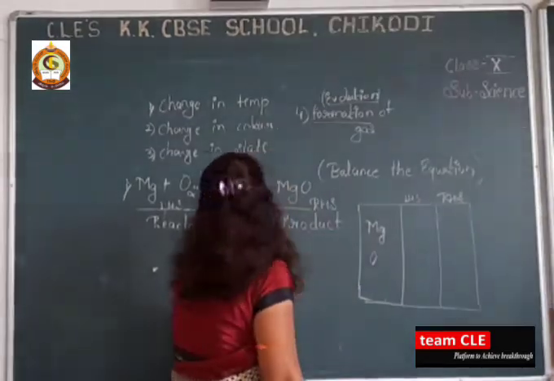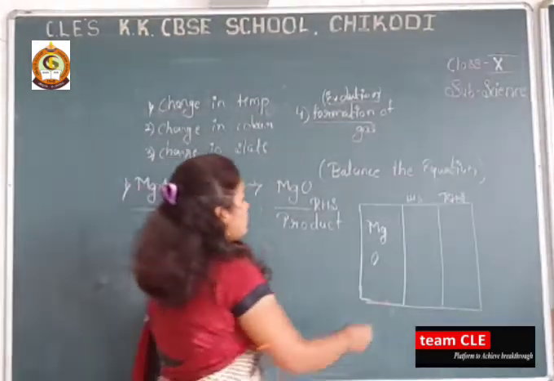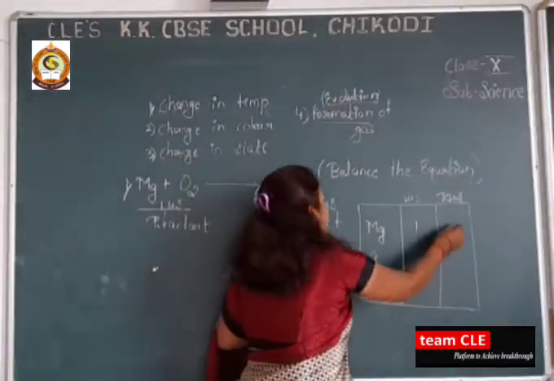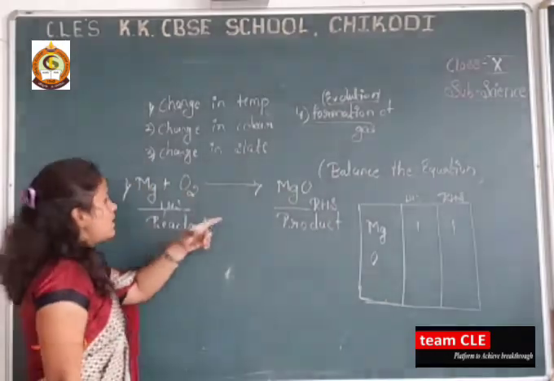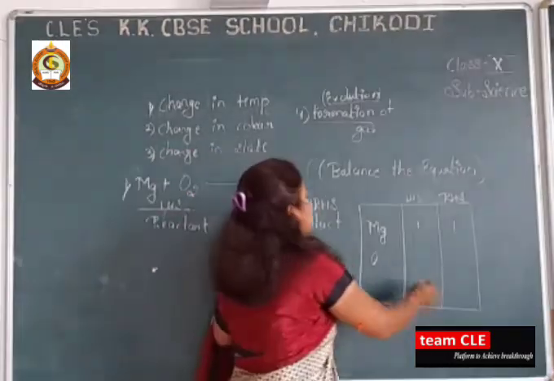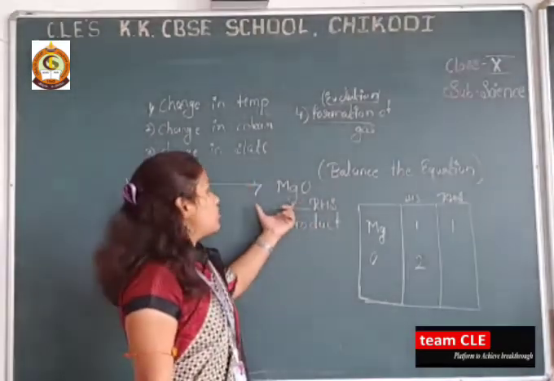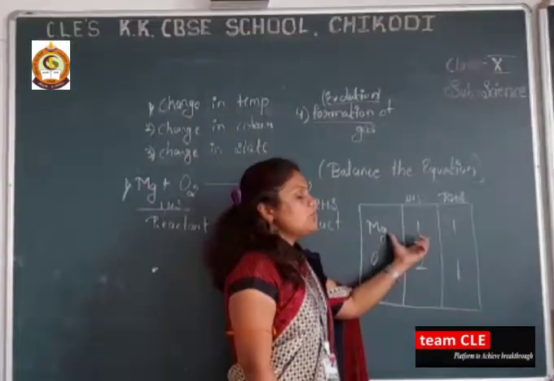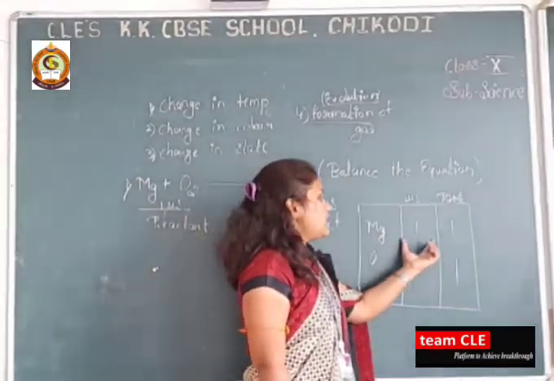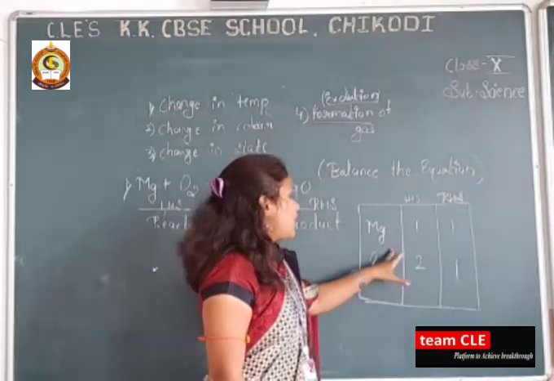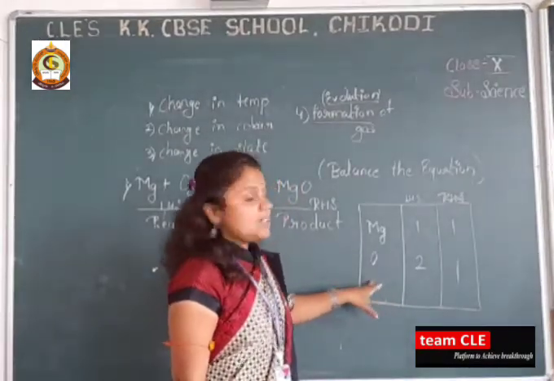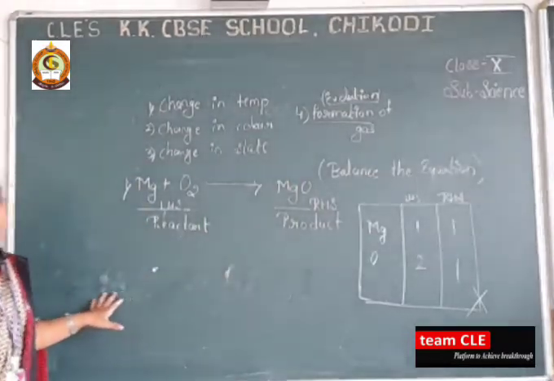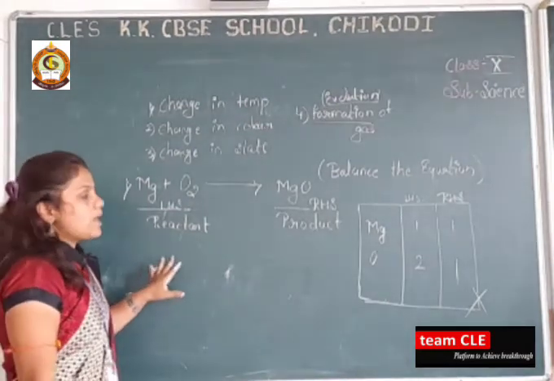In the left hand side, how many magnesium are there? Only one. In the right hand side, how many magnesium? Only one. Oxygen, in the left hand side, how many oxygens? Two. In the right hand side, how many oxygens? One. So you can observe the number of atoms present in the reactant side and the product side. Magnesium is the same, but oxygen is different. So this is not our balanced equation.